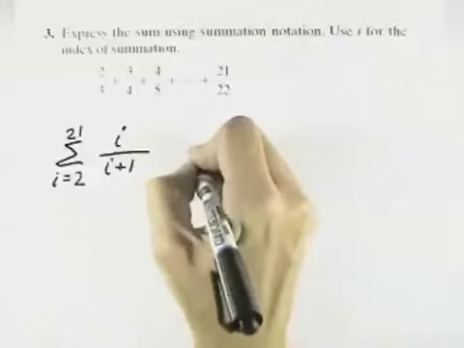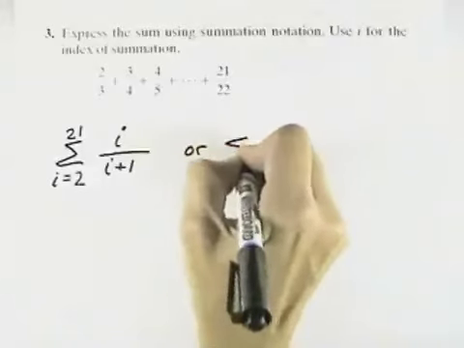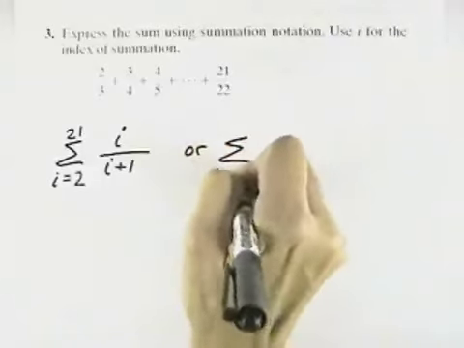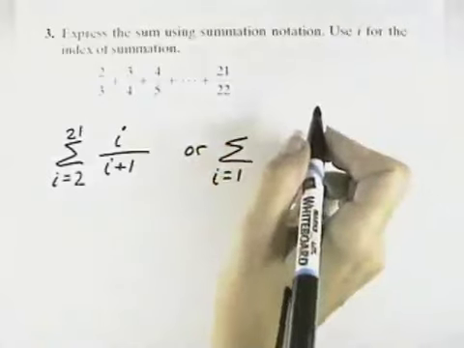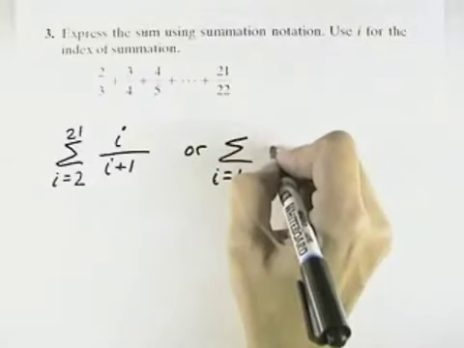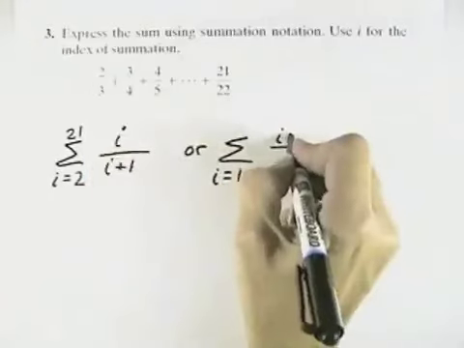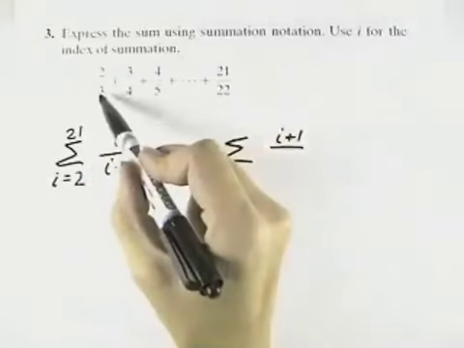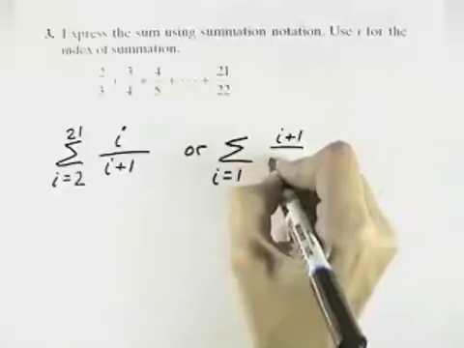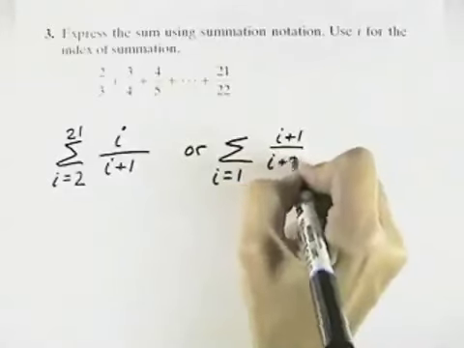Or, if I prefer, I could start as I originally planned and say, well, what if I does start with 1? How high will I go, or how could I express this? Well, in that case, the numerator is 1 more than I, so the numerator is I plus 1. And since the denominator is 1 more than the numerator, the denominator would be I plus 2.